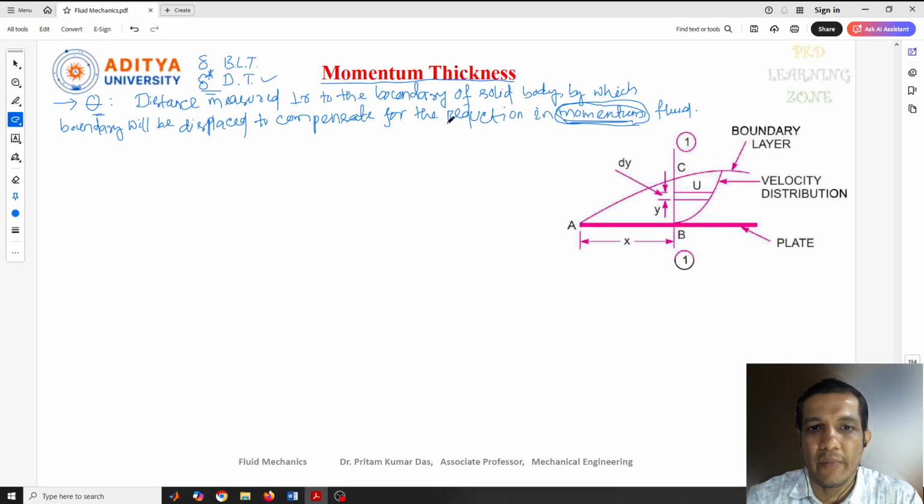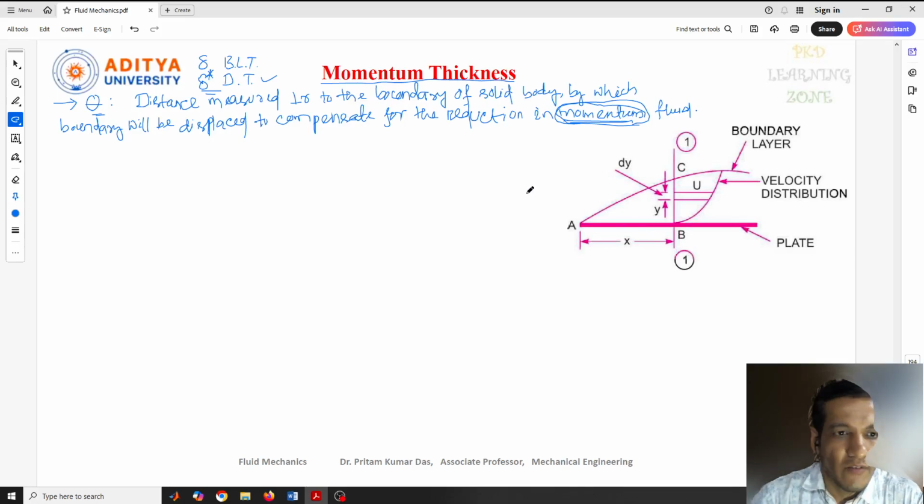So what is the definition? The distance measured perpendicular to the boundary of the solid body. Here we have taken a plate or a solid body, so the distance we consider is perpendicular, in the y direction, and the boundary will be displaced to compensate for the reduction of momentum of the fluid. How this reduction happens, we'll discuss now.